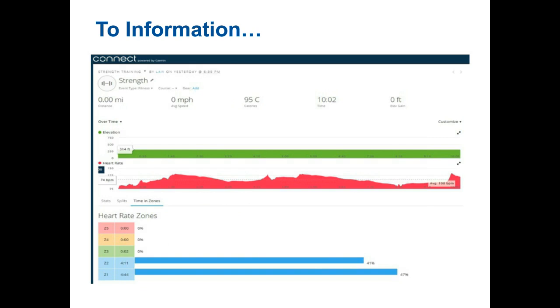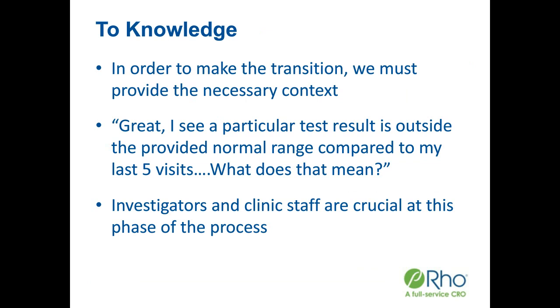This is the same data in the dashboard application for my Garmin that shows me what happened during this workout: the duration, my heart rate, elevation, heart rate zones. This provides the context. So we're going from raw data to context. This isn't enough for knowledge, though. In order to make the transition, we have to provide subject matter expertise. Going back to the Garmin example, if I don't know what heart rate zone I'm looking for to maximize my workout, that piece of information is useless.